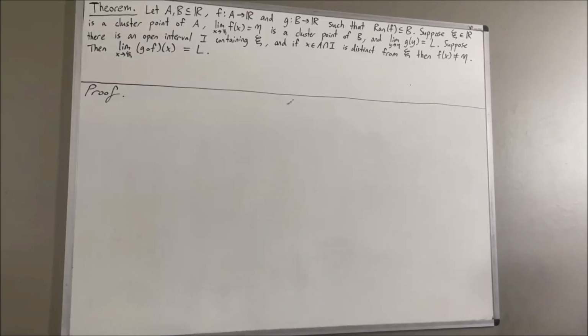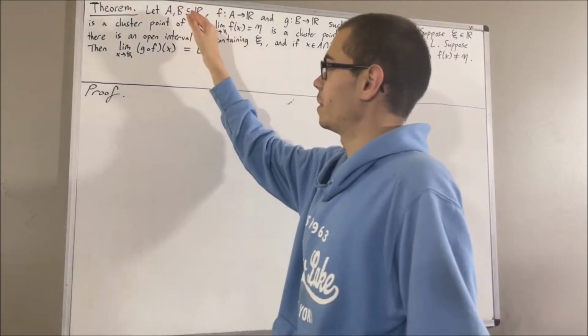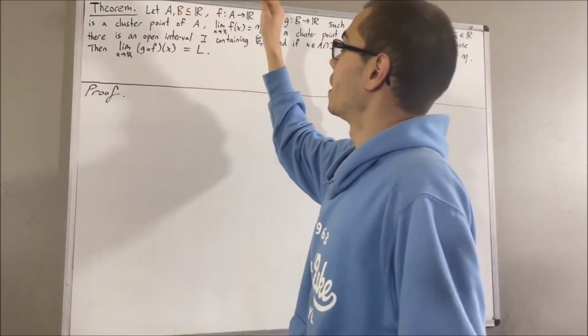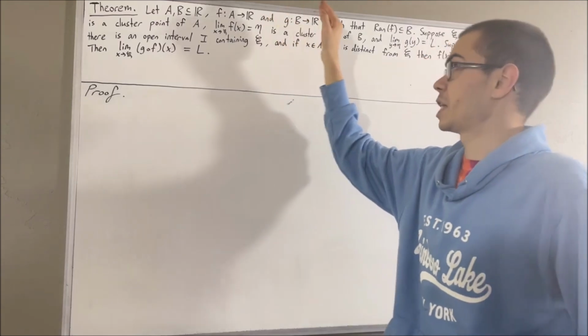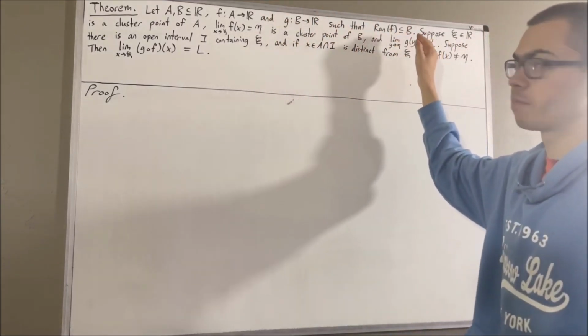Hello! In this video, we are going to prove the following theorem. Let A and B be subsets of the real numbers. f is a function from A to the real numbers, and g is a function from B to the real numbers, such that the range of f is a subset of B.